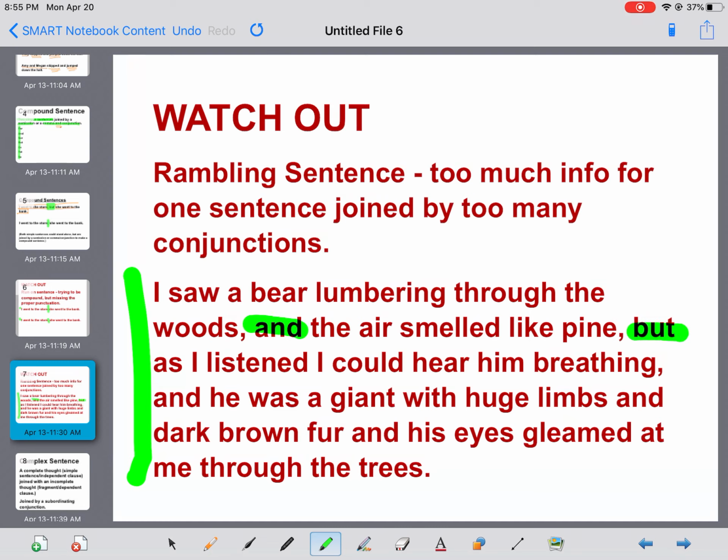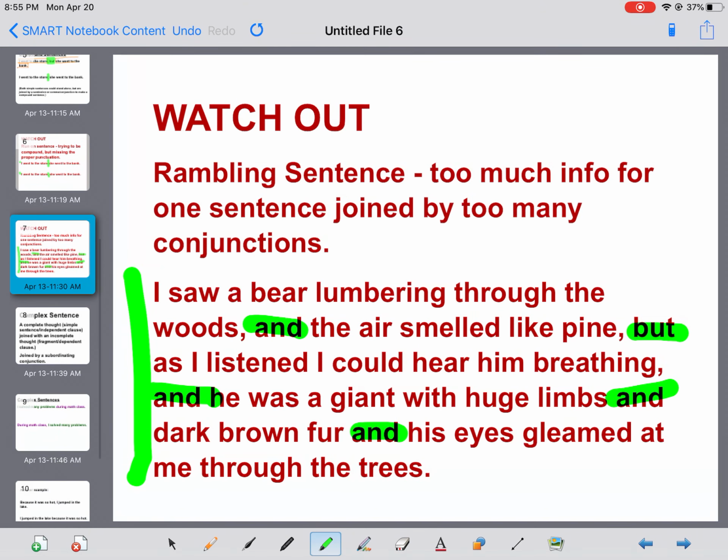We've got, and he was a huge giant, and his fur gleamed. Maybe I missed some. Lots and lots of information. Oh, found one more. Lots of information, too much information for one sentence. It's all good, it's all fine information, but you just have to chop it up because it's just rambling on and on and on. So make sure that you also watch out for that.